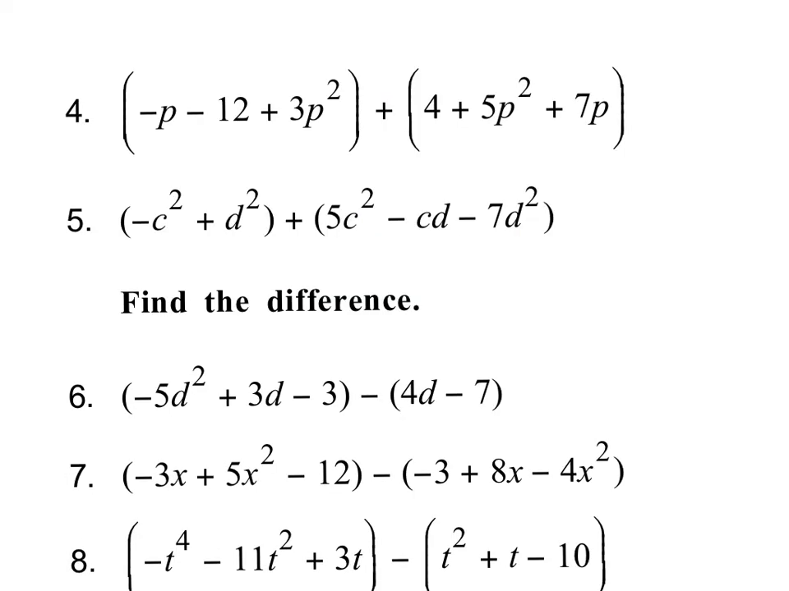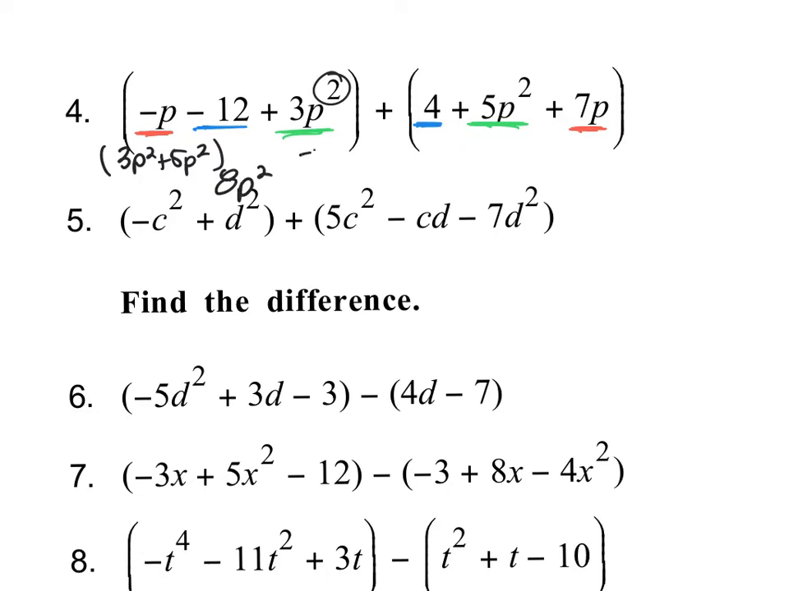Okay, here's 4 and 5. Again, we're going to combine all our like terms, so let's gather up what we have. This is the -p. It's going to combine with the 7p. We have -12. It's going to combine with the 4 because those are the like terms. And then we have 3p squared and the 5p squared. And we write these in order of the highest exponent first. So the p squared is going to go first. 3p squared plus 5p squared. So that's first, that's 8p squared.